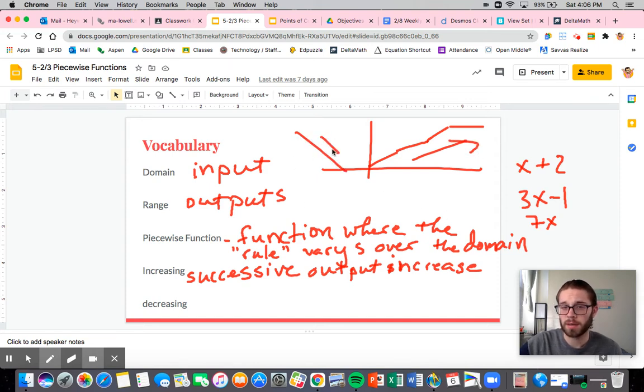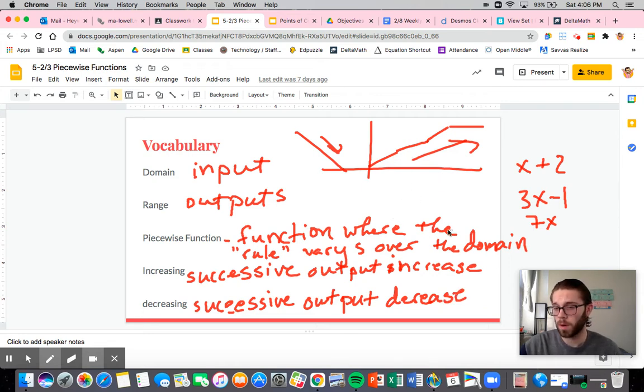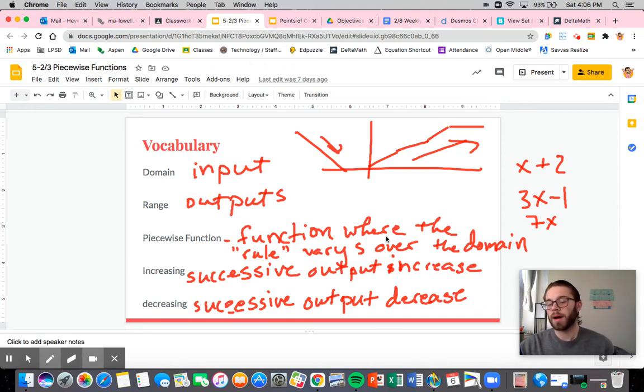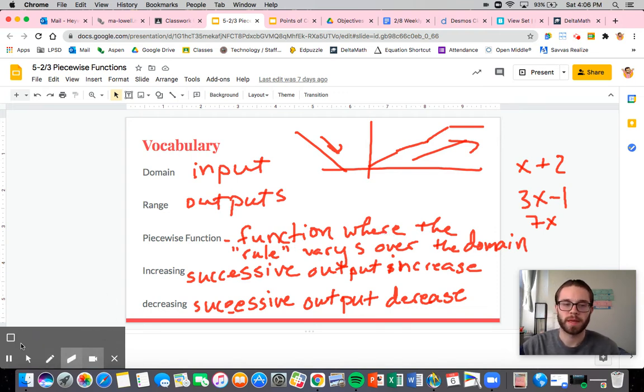Decreasing is the opposite. That would be decreasing. So what we can think of this as is a successive output decrease, right? I put in 2, I get out 3. I put in 3, I get out 1, right? It's kind of going down. It'd be like a downhill slope. Negative slope, you could also think of it that way. Positive slope, you could think of it that way. Obviously, when we get to things that aren't lines, that doesn't necessarily make sense, but for our purposes now, think of it that way. All right.